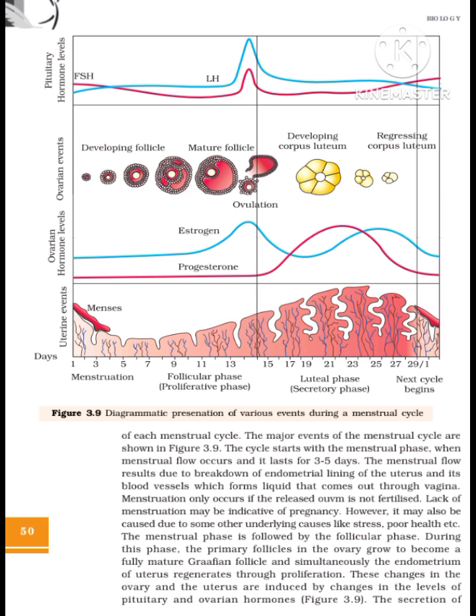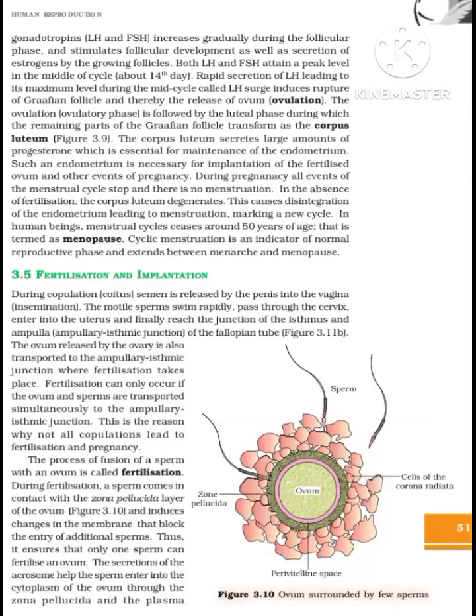These changes in the ovary and the uterus are induced by changes in the levels of pituitary and ovarian hormones, figure 3.9. The secretion of gonadotropins, LH and FSH, increases gradually during the follicular phase, and stimulates follicular development as well as secretion of estrogens by the growing follicles. Both LH and FSH attain a peak level in the middle of cycle, about 14th day. Rapid secretion of LH leading to its maximum level during the mid-cycle called LH surge induces rupture of Graafian follicle and thereby the release of ovum, ovulation.